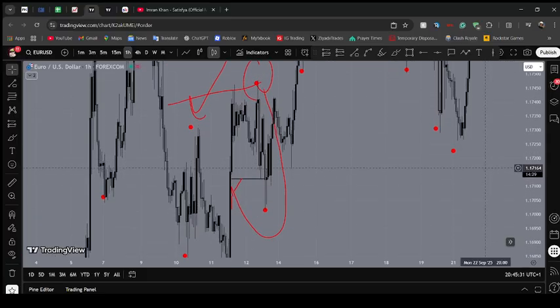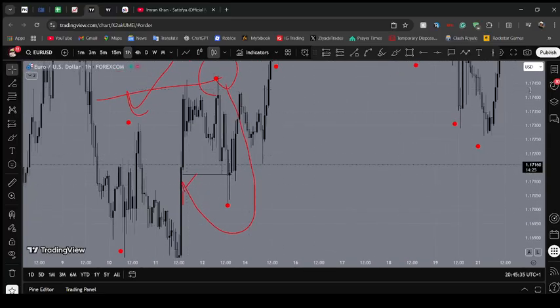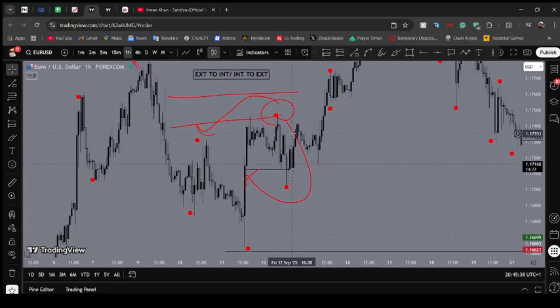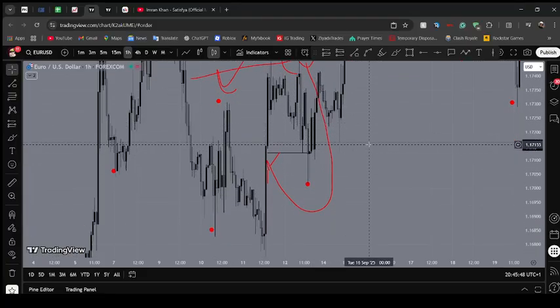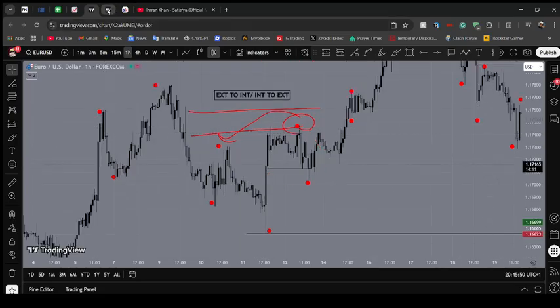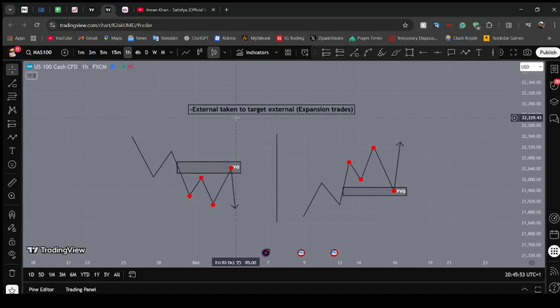As you can see, the structures over here. So one structure, this is an internal liquidity over here. Again, this is only going to be used as a pullback trade because the pro trend is still bullish. So when this external got taken, we had to have an imbalance. You could have entered from here, but only targeted the internal liquidity. And the second one was external taken to target an external expansion trade.